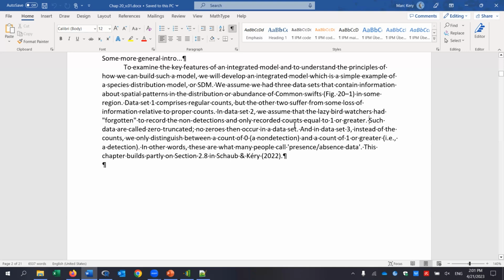And then in the third data set, we're going to invent another form of count data, where we just distinguish a count of 0 and counts greater than 0. These data are also called presence-absence or detection non-detection data.